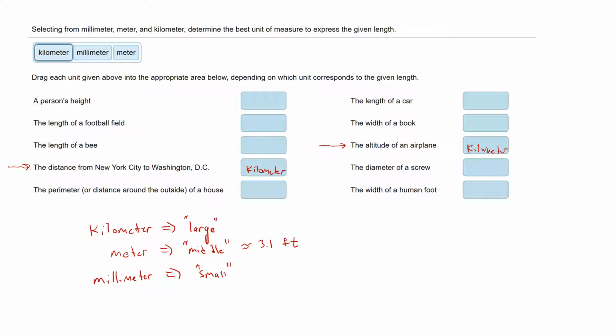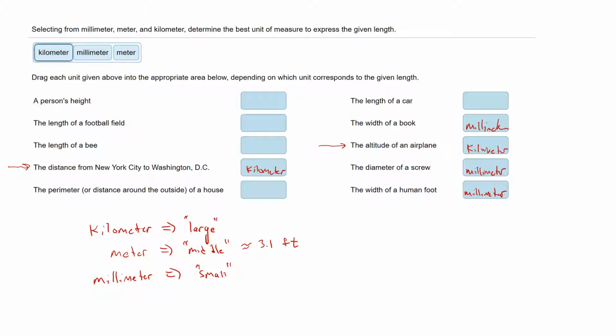Now the diameter of a screw, that's very small. So that one would be millimeter. The width of a human foot would also be millimeter. That's a small distance. The width of a book is a small distance.